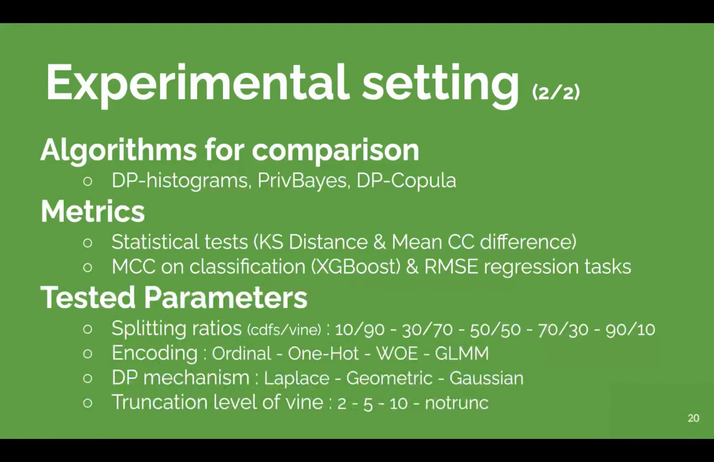We also tested four parameters: the splitting ratios between learning the CDFs and learning the Vine. We also tested the encoding techniques, some DP mechanisms, and the truncation level of a Vine, because you can stop the algorithm at any level.